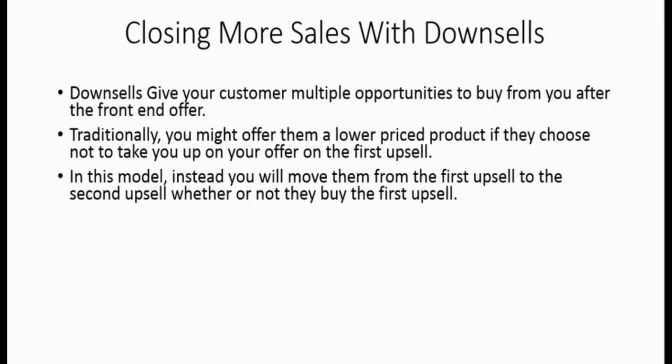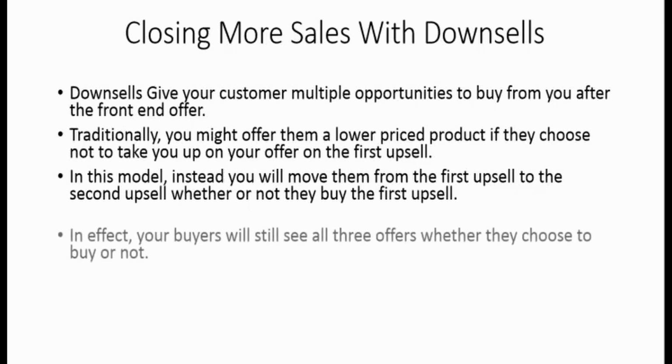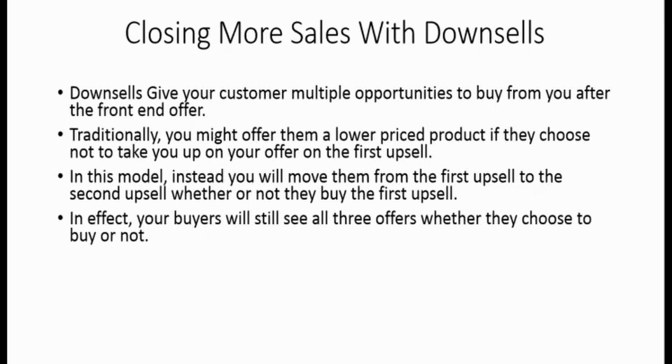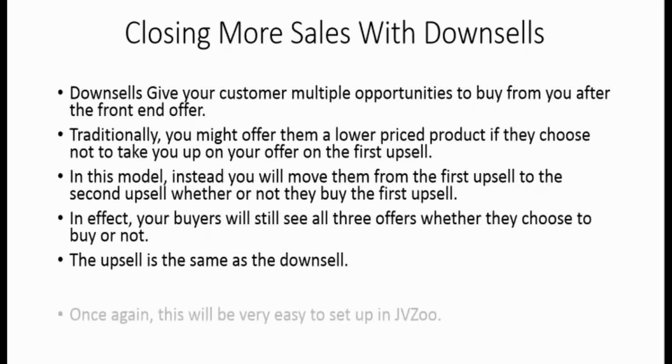And at the second upsell, if the buyer decides to buy it, they'll see the third one. If the buyer decides not to buy it, they'll still see the third one. And this is what makes this funnel so powerful. They're going to see all three of our intended offers at the price and at the value that they were intended. Now, in effect, your buyers will still see all three offers, whether they choose to buy or not. The upsell is basically the same as the downsell. They're just structured in the places where those two offers would normally be seen.